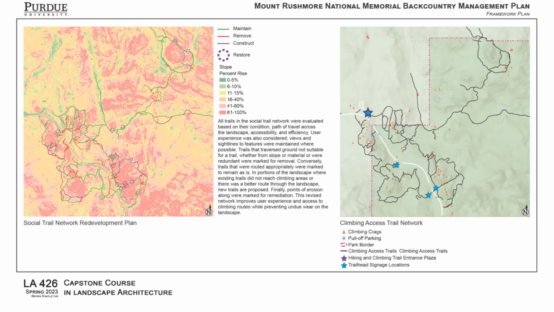Off to the right, you can see the social trail network, as it is after it has been re-edited and redone, the climbing access trail network on my framework plan. It reaches all of the important climbing areas, as well as incorporates an entrance plaza up by the parking lot to encourage people to go up there and gather in that central location.